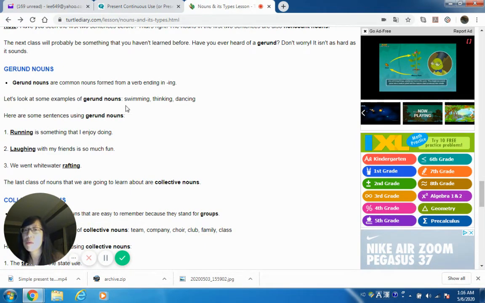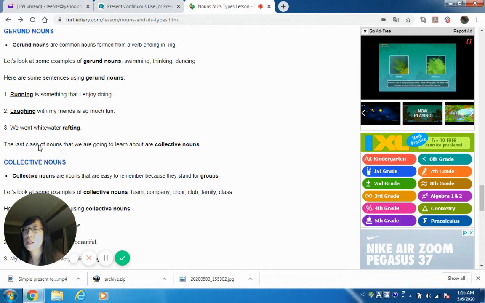Let's look at some examples here. Swimming, thinking, dancing. Depending on the sentence, this could be a verb or a noun. Let's take a look at the examples. And these are being used as a noun. 1. Running is something that I enjoy doing. Now this is used as a noun. Well, what if I want to use running as a verb? Then I could say, I am running in the rain.